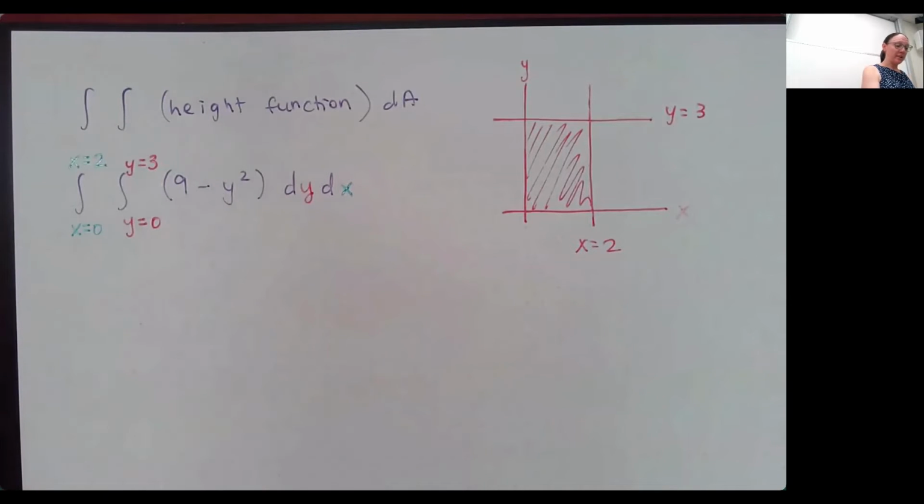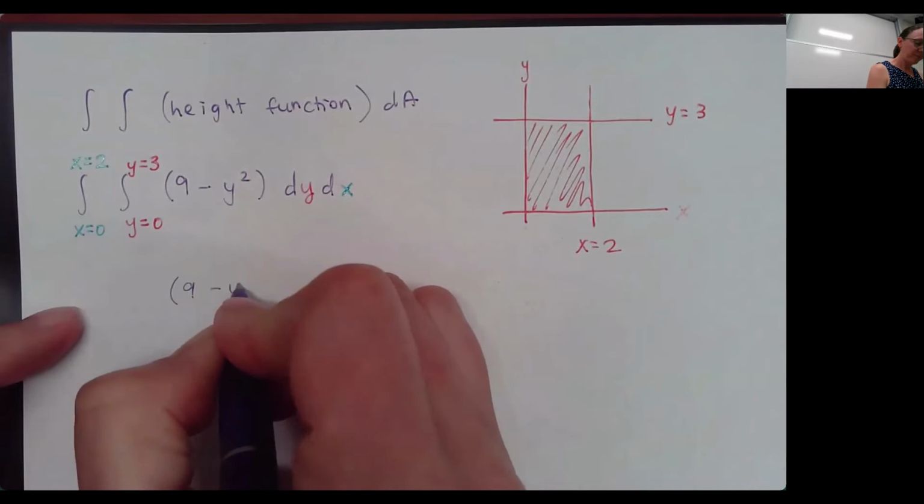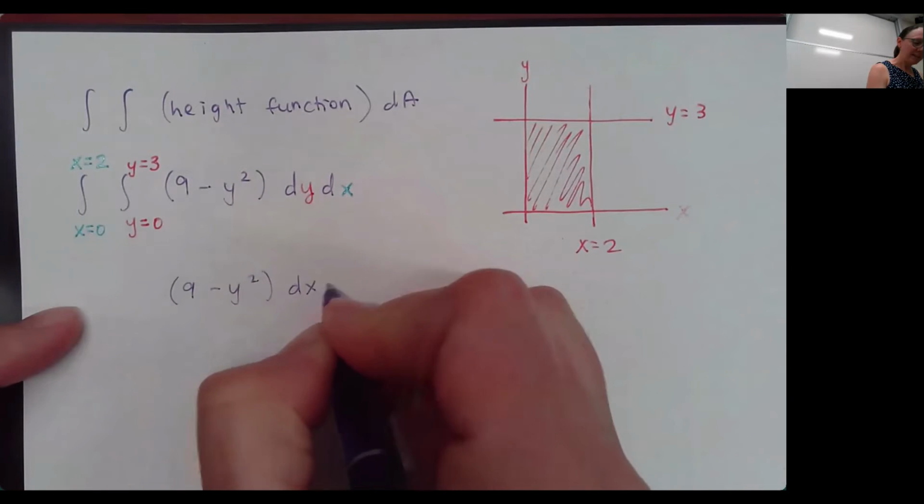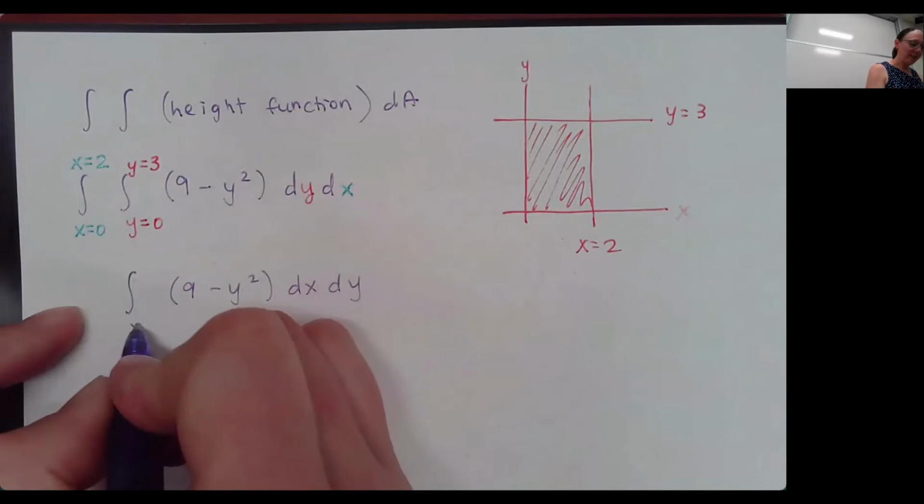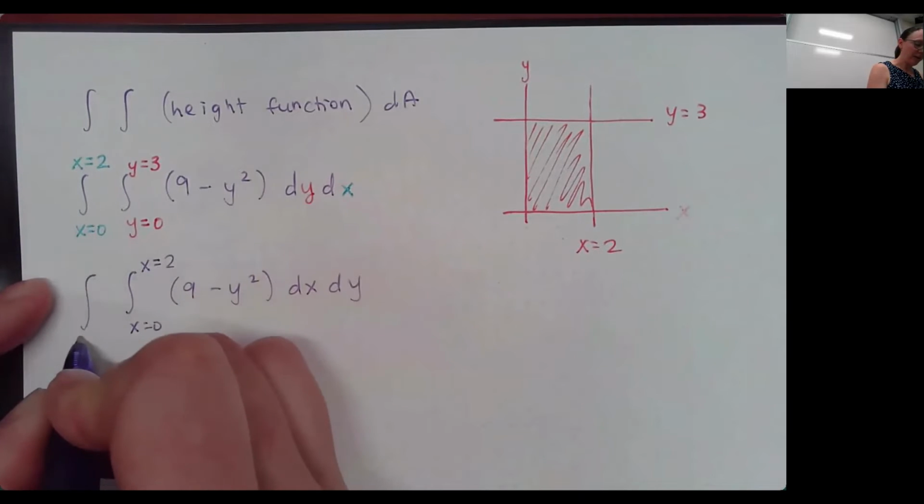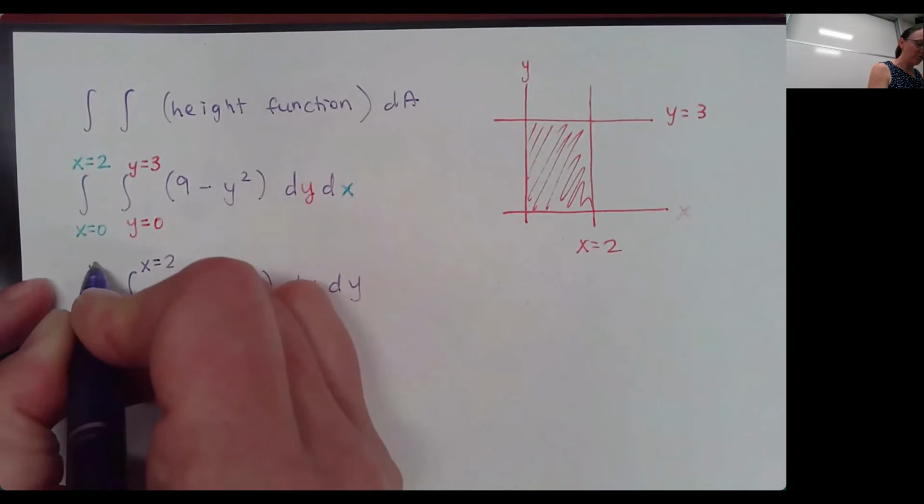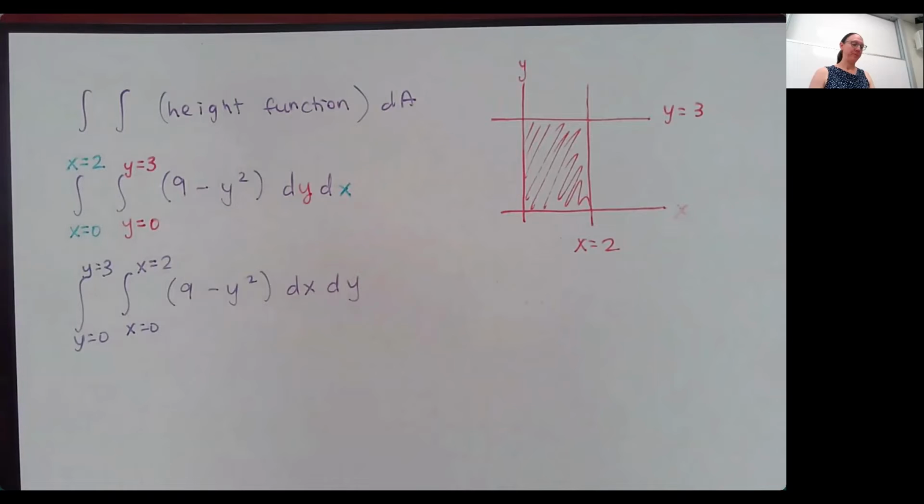But I had the choice to set it up in the opposite order and set that up as a dx dy, where my x's on the inside went from 0 to 2, and on the outside, my y's go from 0 to 3. We should get the same answer. So pick one of the two and finish it off just for some extra practice.